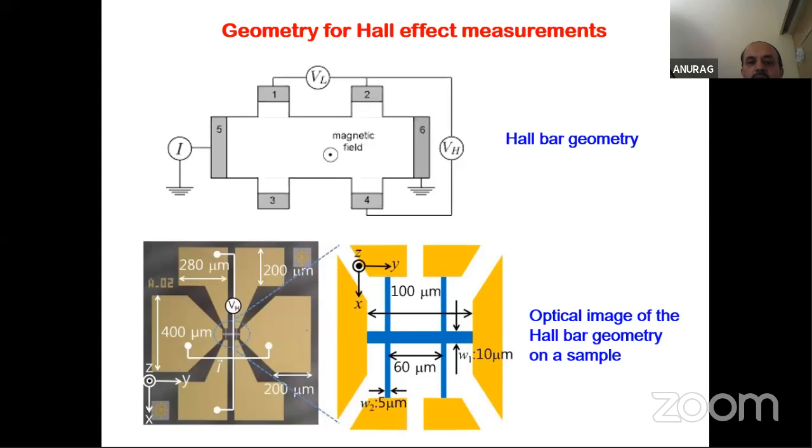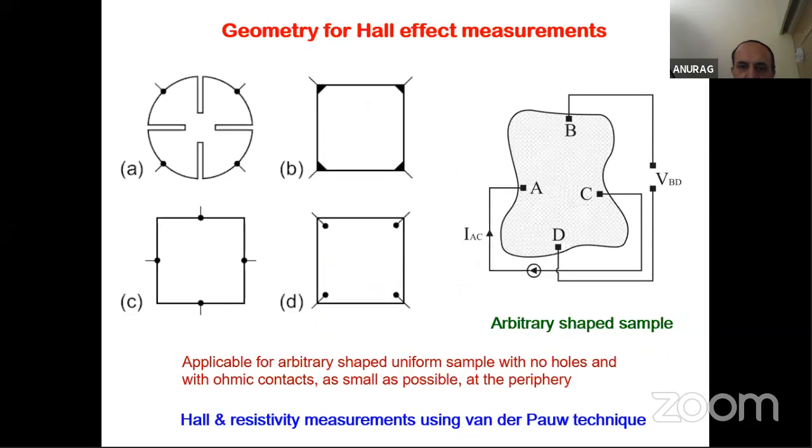So this is the width, W2 is 5 micron, and there is a 100 micron gap, 60 micron gap. All these things are possible if you have photolithography and etching techniques available in your fabrication facility. This is actually a Hall bar geometry. Using this, if you have access to it, you can do a very reliable and accurate measurement. But many of us know that this kind of thing is not available to all.